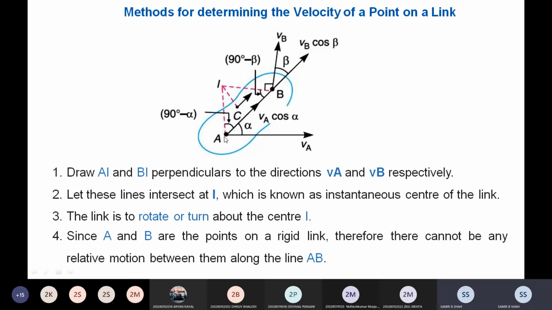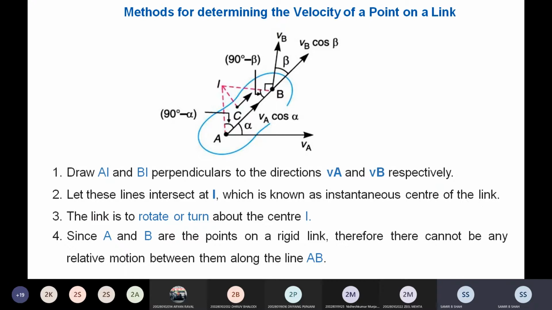So draw AI and BI, which are perpendicular to the directions of VA and VB. You can see here, this is VA at angle alpha, and at 90 degrees it may be I, and VB, whose 90 degree line I am focusing on, also gives point I. So let these lines intersect at I, which is known as the eye center of this link.